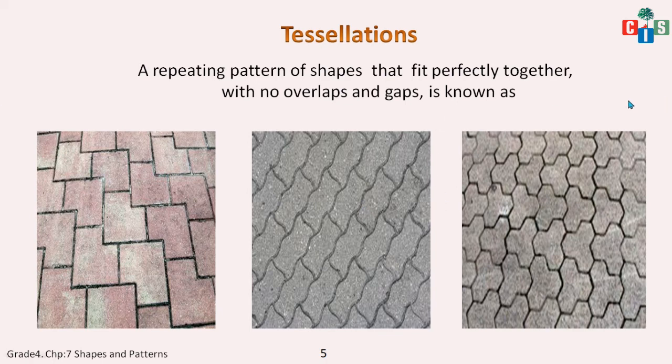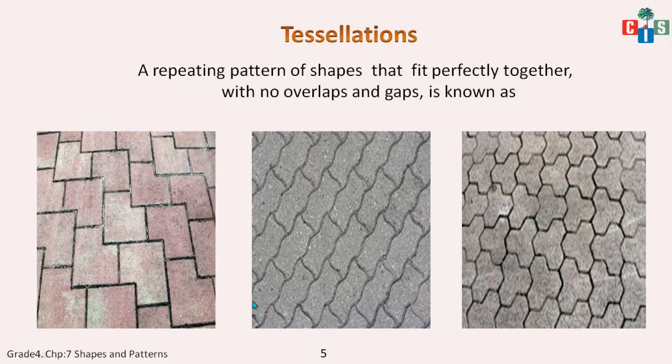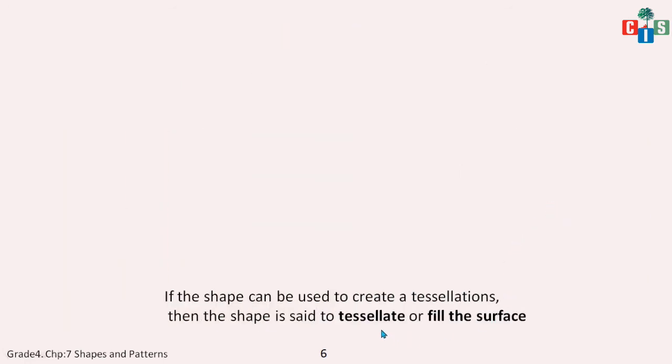So this is the tessellation, and if a shape can be used to create a tessellation, then the shape is said to tessellate or fill the surface. If I make a tessellation pattern, then the shapes in that pattern, like here there is a curved shape, here a star type shape, this shape is known as a tessellate and the pattern is known as tessellation. Okay, let's see more examples on tessellation.